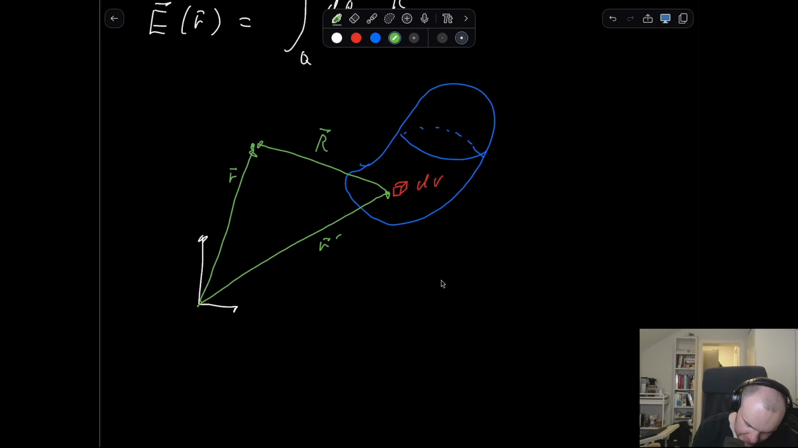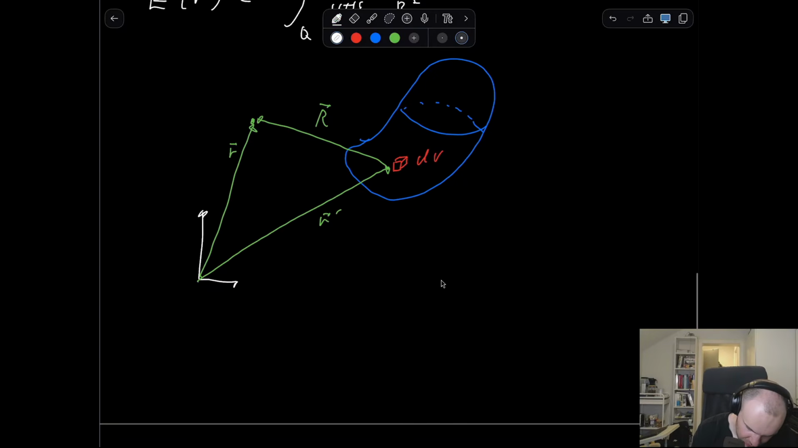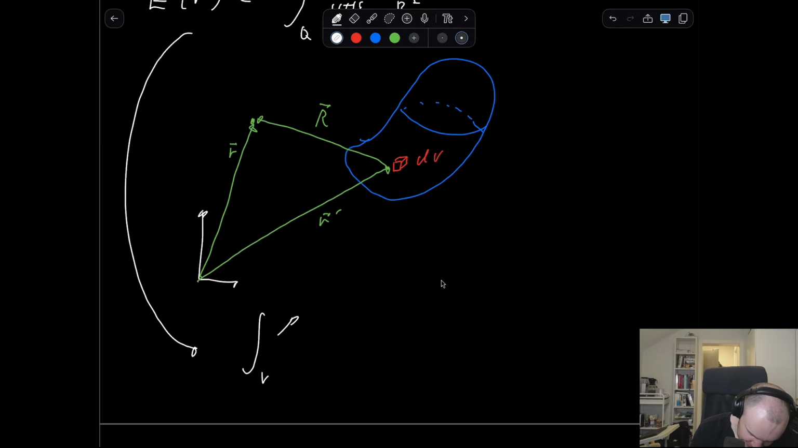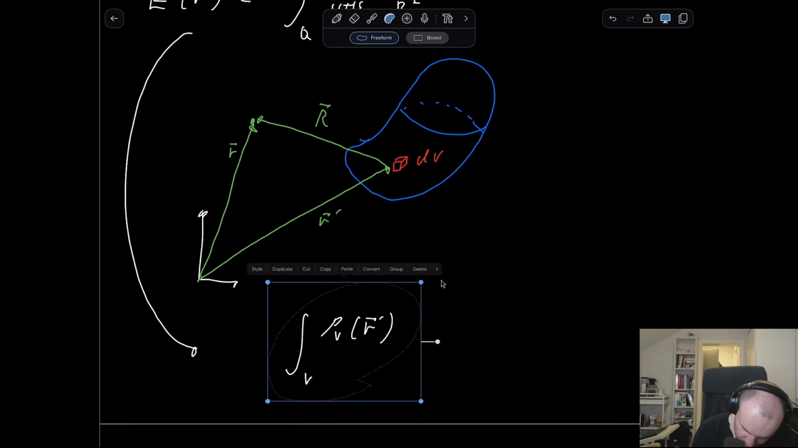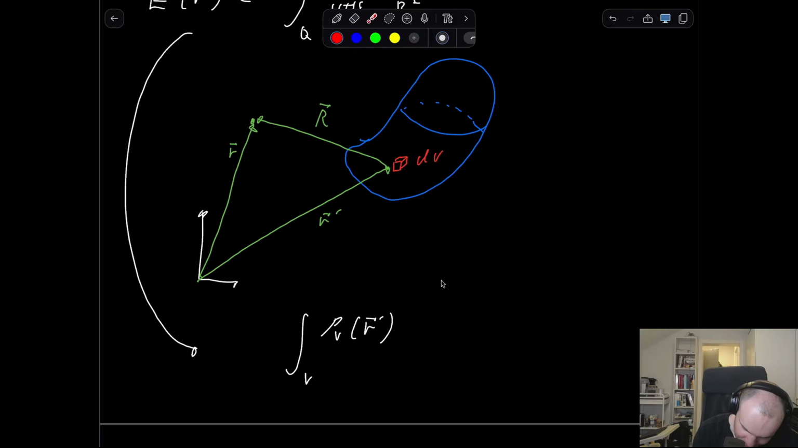Now, this can be written prettier than we did up there. We can write this as a volume integral, and instead say rho, where rho sub volume is going to be in terms of r prime, because remember that r prime points to our figure here.